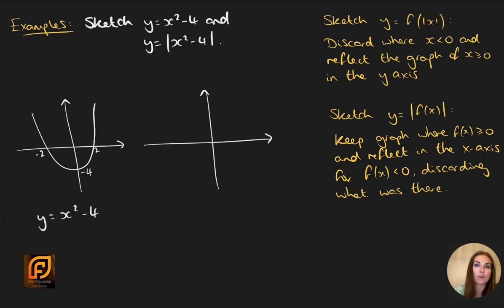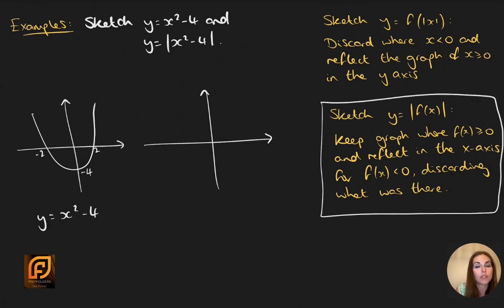Now for y equals the absolute value of x squared minus 4. As we're taking the absolute value of the entire function, we are sketching y equals the absolute value of f of x. So we keep the graph where f of x is greater than or equal to 0 and reflect the bit where f of x is less than 0, discarding what was there on the original graph. That looks like this, with the same x-intercepts as before, but now the y-intercept is at y equals 4.